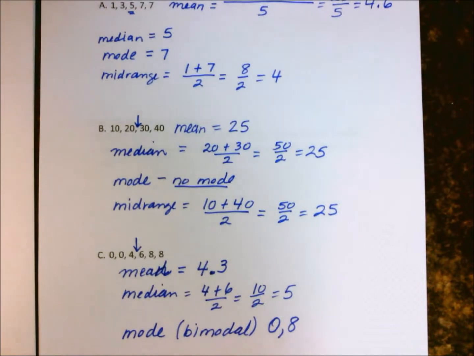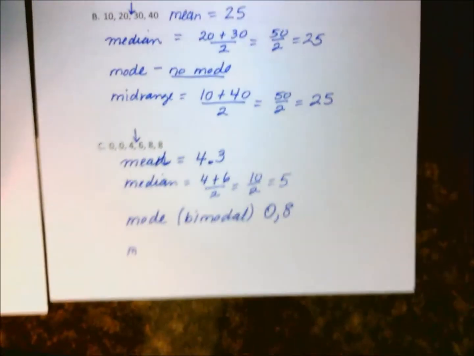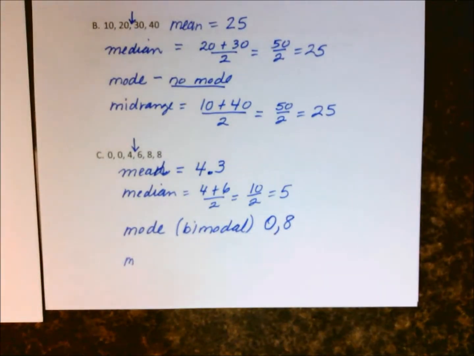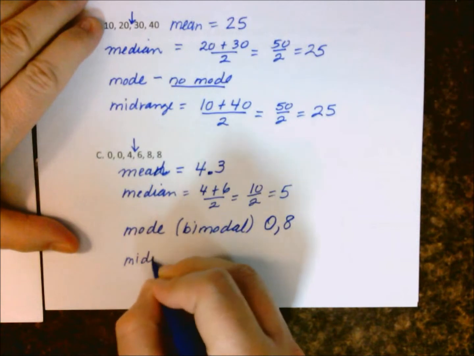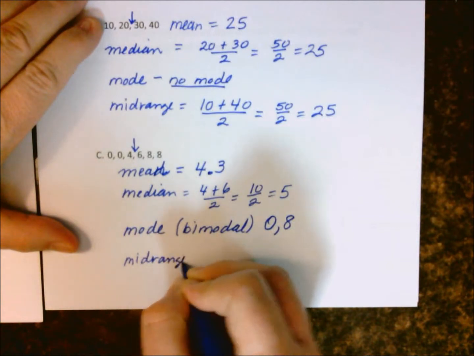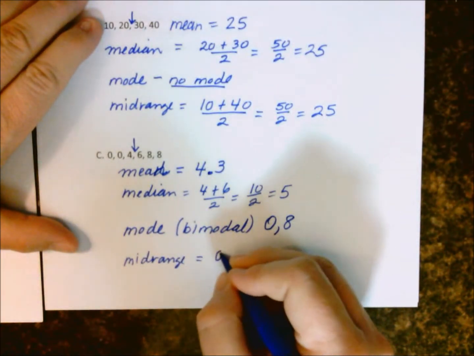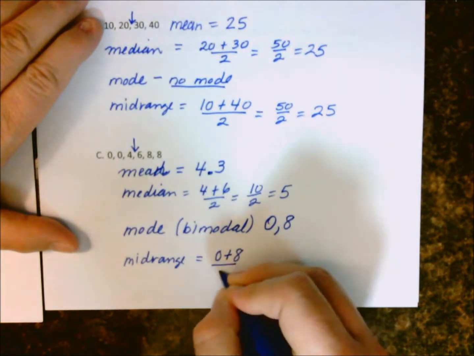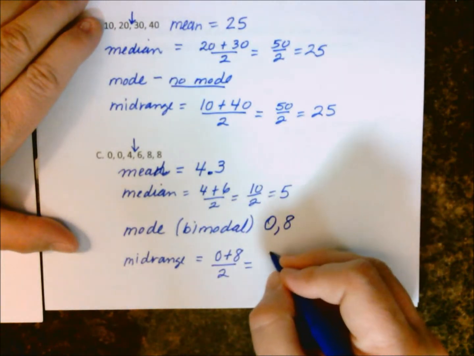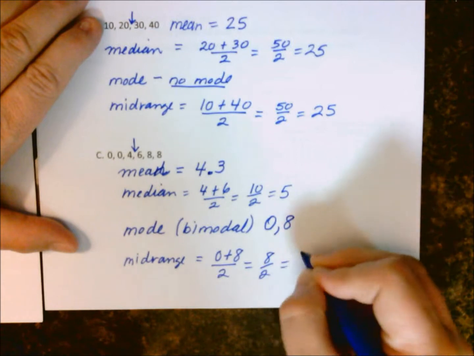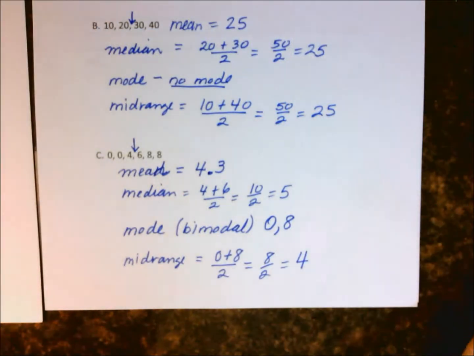All right. And finally, we need the mid-range for this set of data. Let me adjust the camera here. Mid-range. And for this, we take the low plus the high, and we average them, divide by 2. That gives us 8 over 2, which gives us 4 as the mid-range. Good.